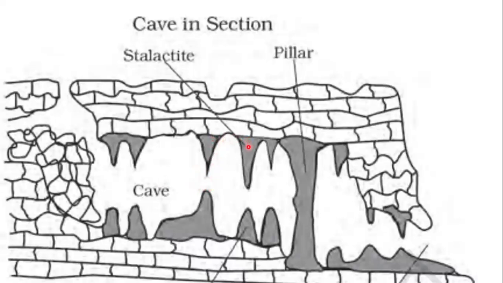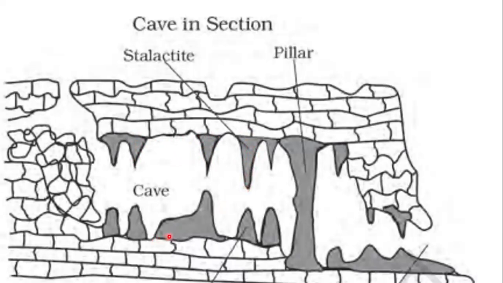Stalactite is one of the features. Stalactites hang from the roof in different shapes and diameters like icicles. These are generally broader at the roof and narrower at the base. They taper down towards the base. These are known as stalactites hanging from the roof.